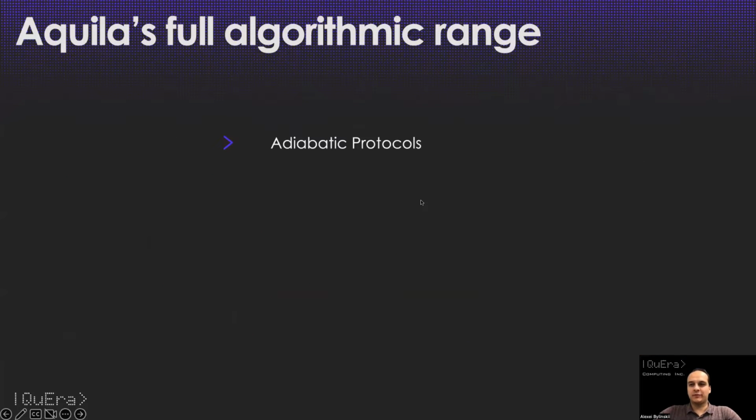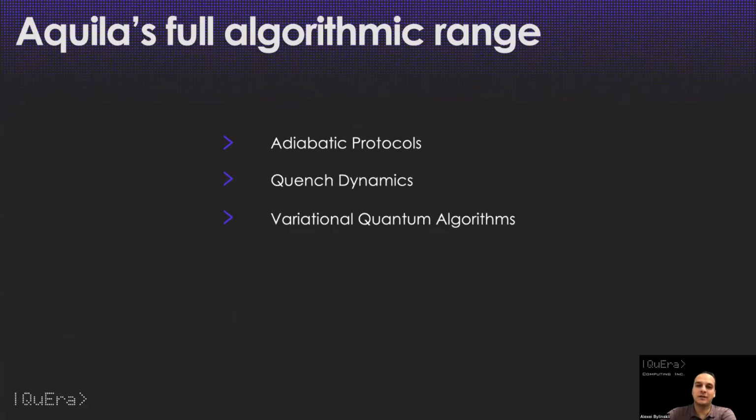I will emphasize before moving forward that the adiabatic protocol is just one of the possible analog schedules, or analog algorithms, that you could apply. There are many more that our system could handle, and just to mention a few: quench dynamics, a variety of variational quantum algorithms, the quantum adiabatic optimization, quantum approximate optimization algorithm, and quantum sampling, among many others.